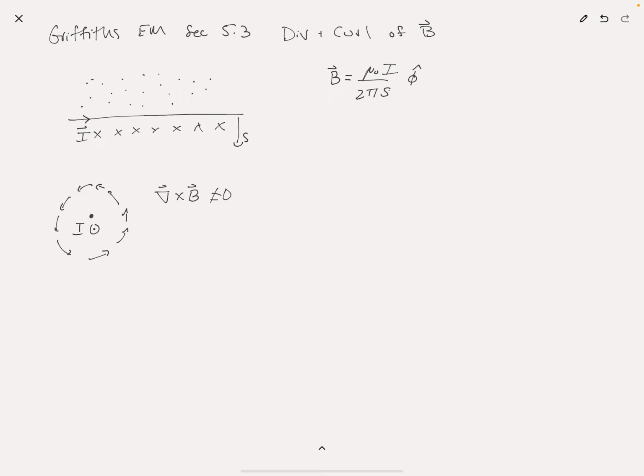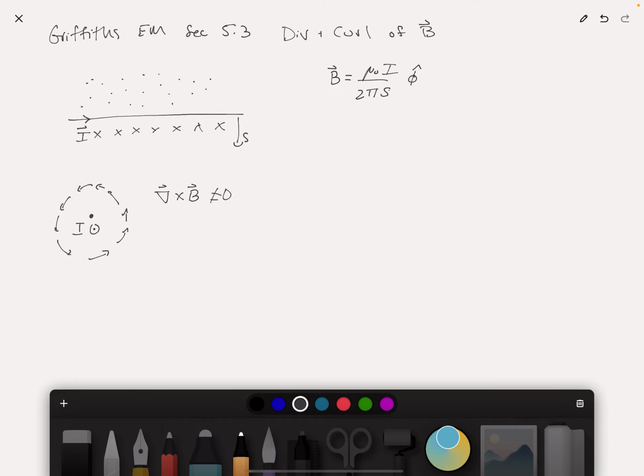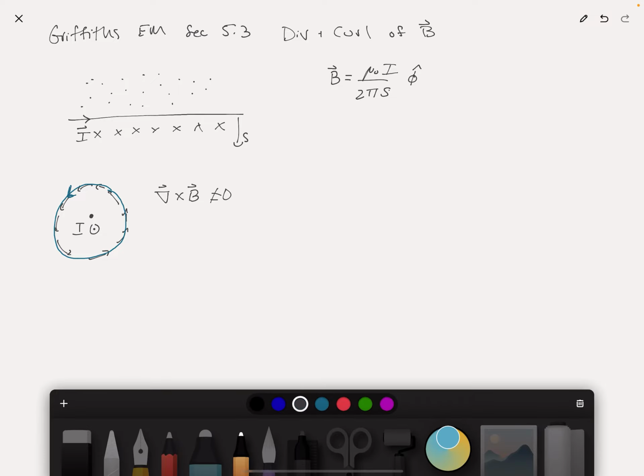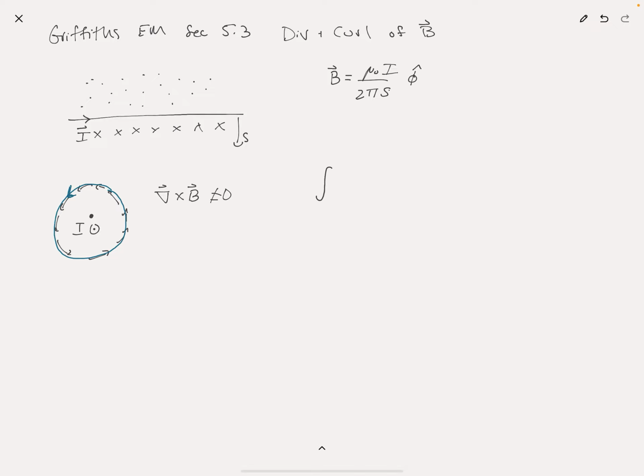All right, so let's figure out exactly what that curl of the magnetic field is. I'm going to first do that by drawing a loop right where I drew these field lines, and I'm going to traverse that loop in this direction. I'm going to take the integral around that whole loop of my magnetic field dotted with dl. I know that dl is going to be pointed in the phi hat direction, just like my magnetic field is, because that's the way I chose to draw that loop.